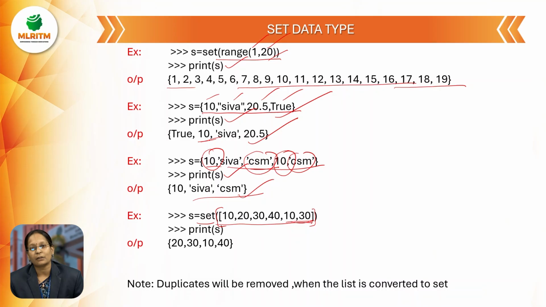But what is a set? It will not allow the duplicate values. In this list we have two duplicate values, 10 and 30. After converting this list into the set, it will remove the 10 and 30 values and give the set in curly braces without duplicate values. So duplicates will be removed when the list is converted to set. When we convert this list into set, the values are deleted.